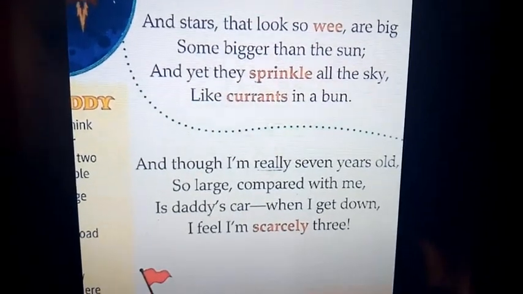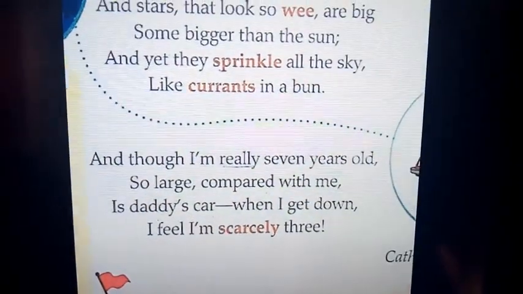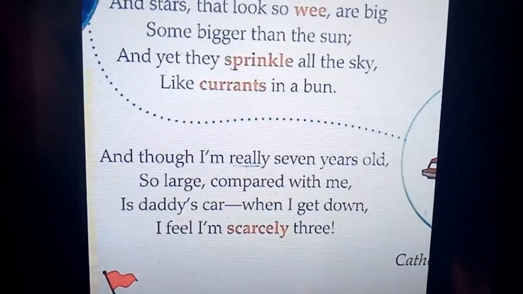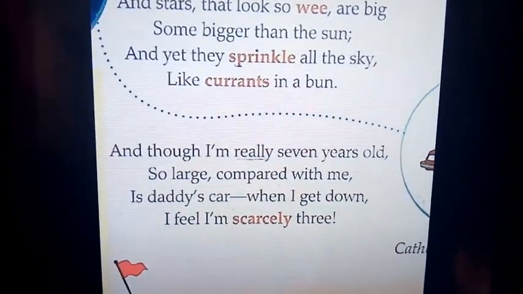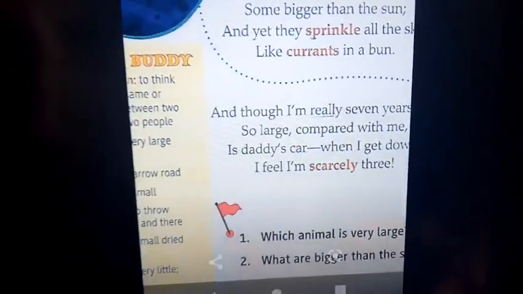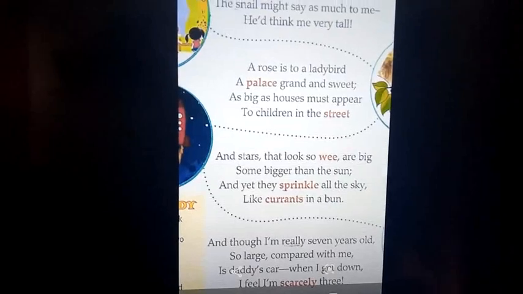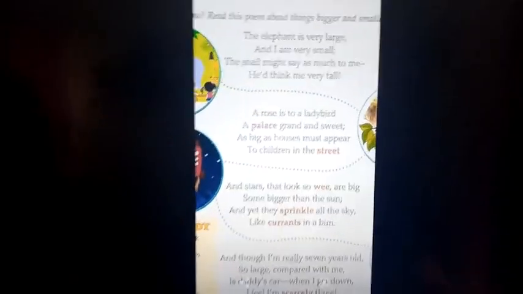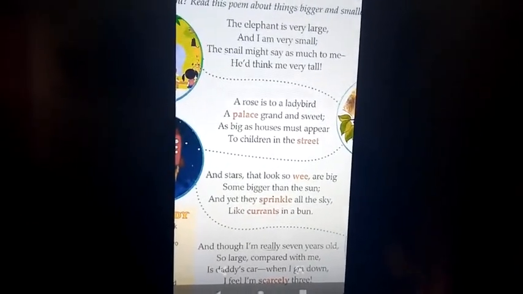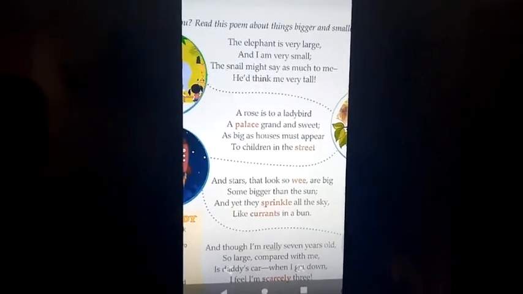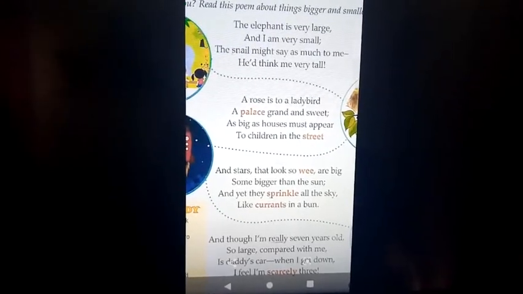The fourth stanza, it's read as, and though I'm really 7 years old, so large compared with me is daddy's car. When I get down, I feel I am scarcely 3. Now, I hope you all must have read the poem along with me. If not, the pages of the book are uploaded on the parents portal. So please go through it and take down the pages and read the poem at home. Moving further, I'll be going on with the explanation of each and every stanza along with the word meanings.